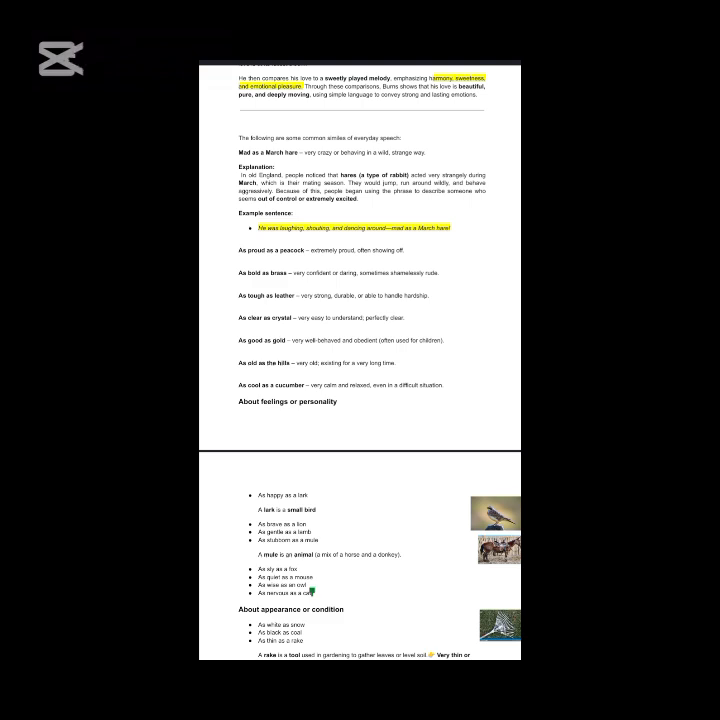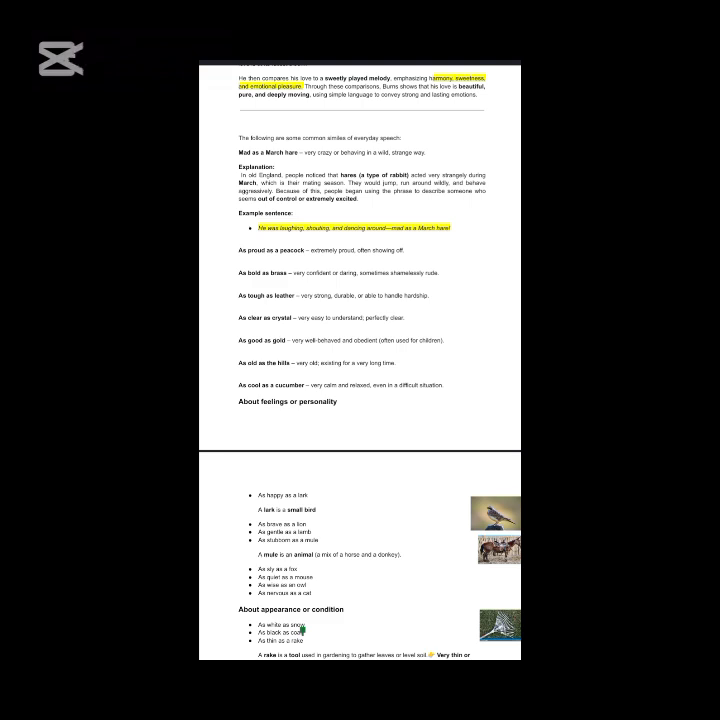About appearance or condition. As white as snow, as black as coal, as thin as a rake. A rake is a tool used in gardening to gather leaves or to level soil. That is very thin or skinny. In this picture, you can see the picture of a rake.